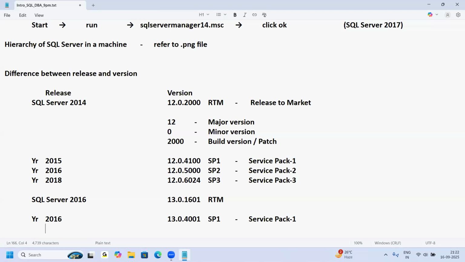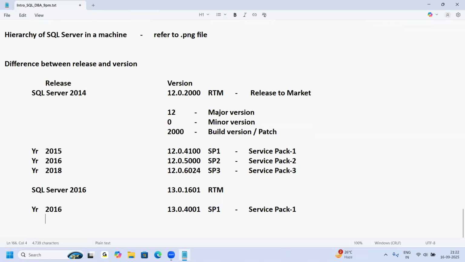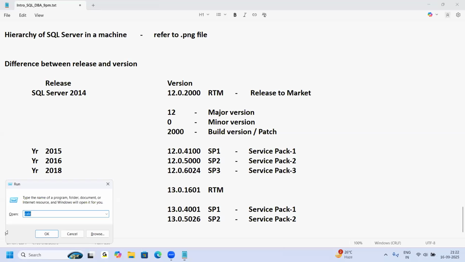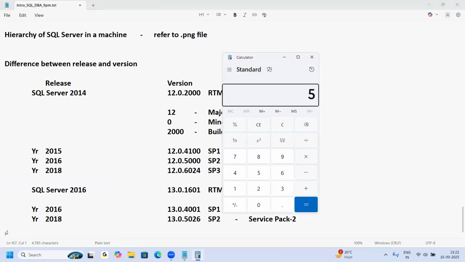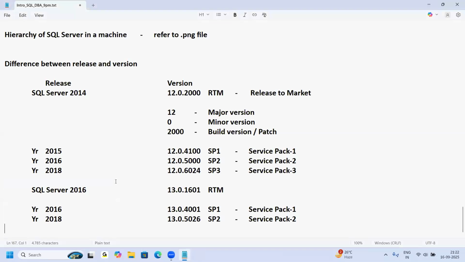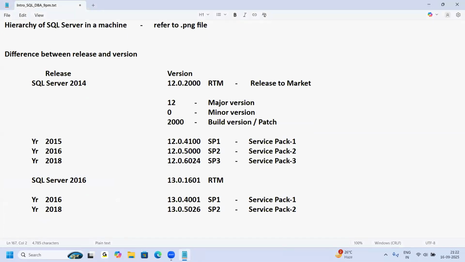Then Service Pack 2 was introduced. In 2018 they introduced 13.0.5026, SP2, that is Service Pack 2. How many changes from SP1 to SP2? 5026 minus 4001, 1025 changes Microsoft has done.